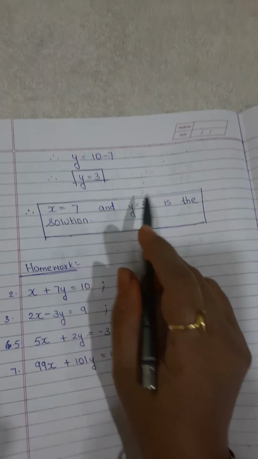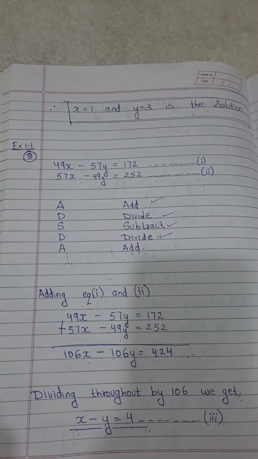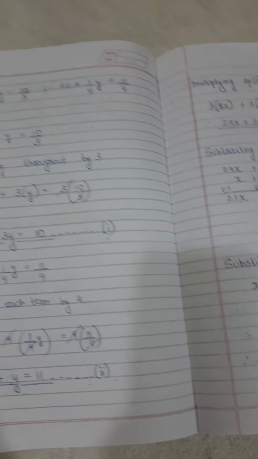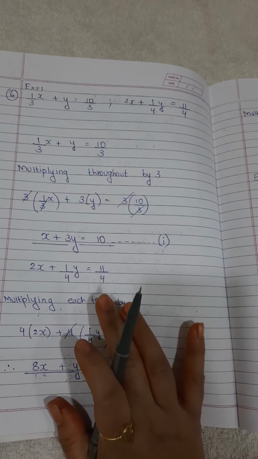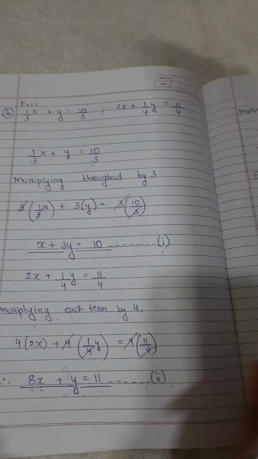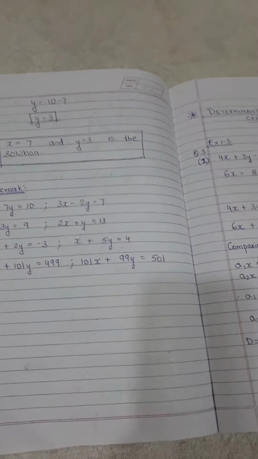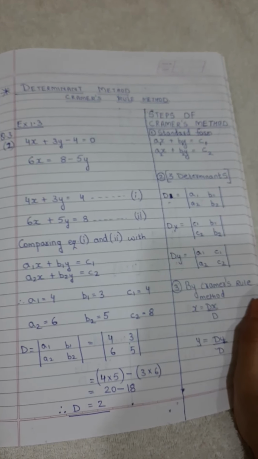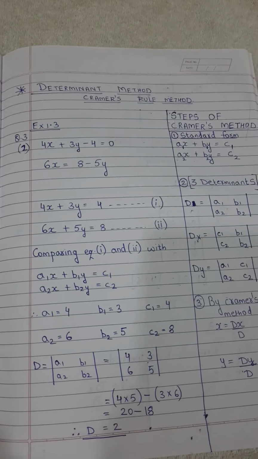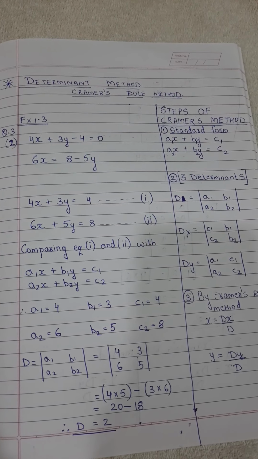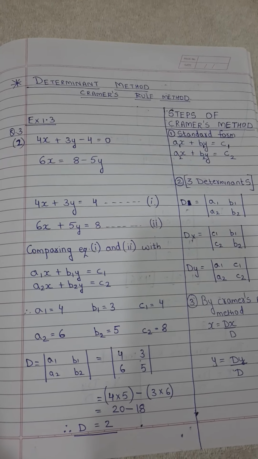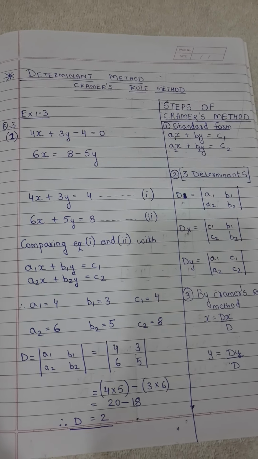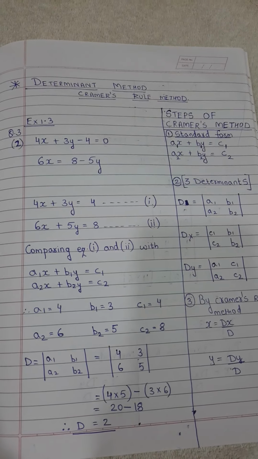I hope you have understood both the sums. With this, students, we are ending this method of elimination. Elimination method is over, students. We will now in the next video be learning something new, a method of 10th standard, that is the determinant method, which is also called as Cramer's rule method. Now in the next video we will be studying determinant method.